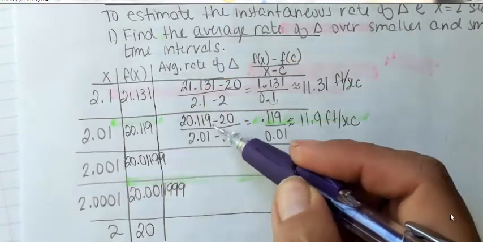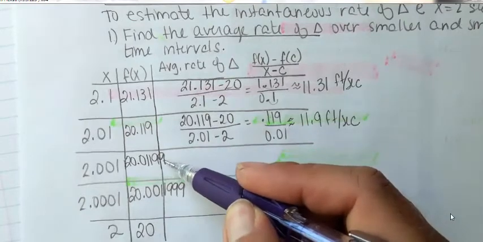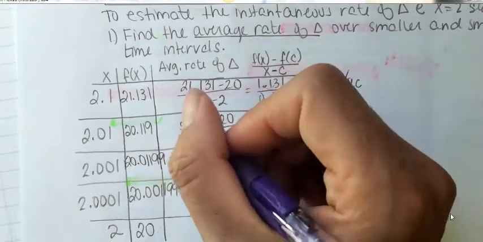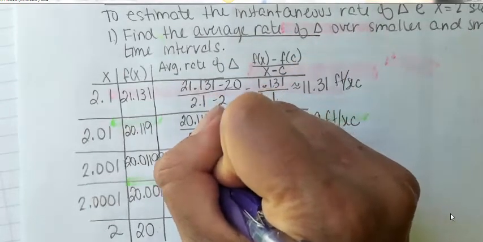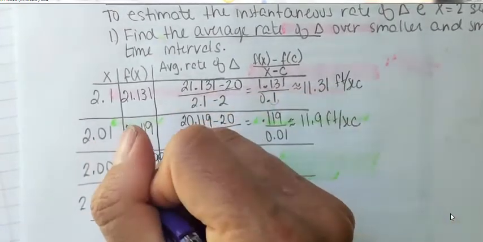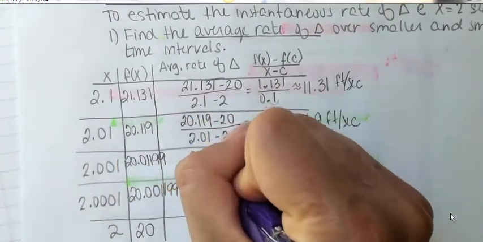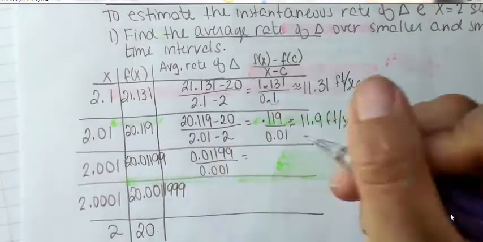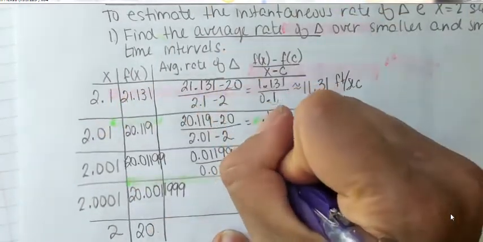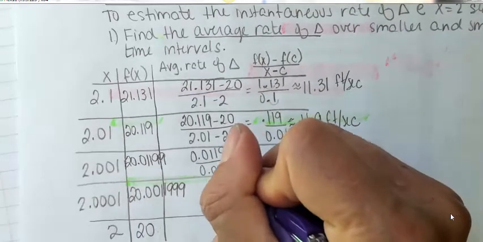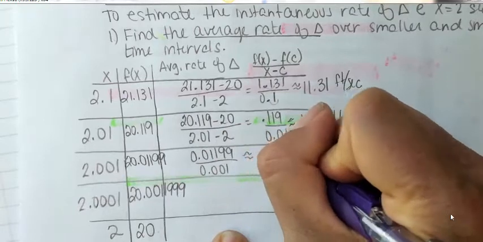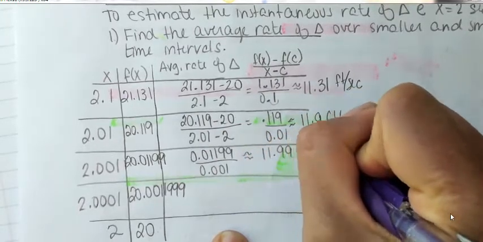I don't think I need to keep writing this out. Hopefully you guys are seeing the pattern. Subtract the y's, or the outputs, and you get 0.01199. Subtract the inputs, and you get 0.001. Oops, and I'll put an approximation sign. To get 1 in the denominator, I move my decimal over 3 places. So that's 11.99 feet per second.